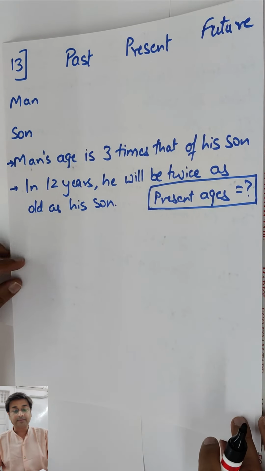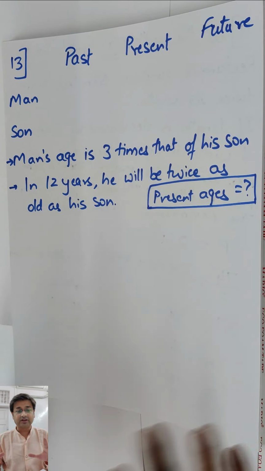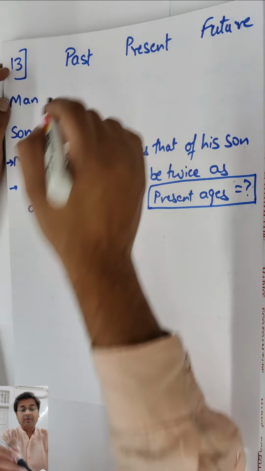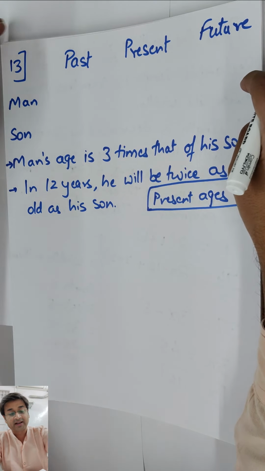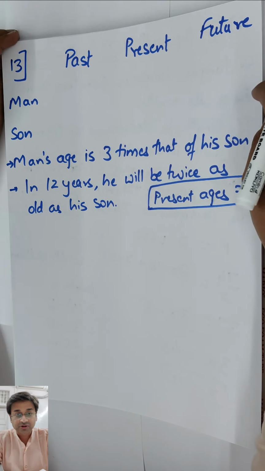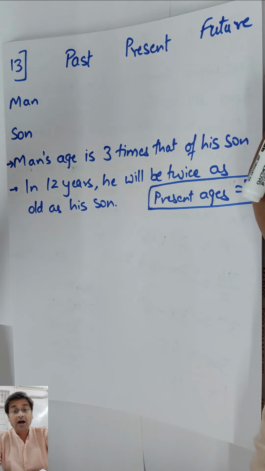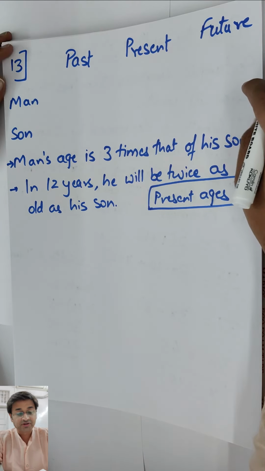Sum number 13. 13 is a very simple sum. You have to make a small chart. Past, present, future, man and son. Because there is a comparison between man and the son. Now just fill the chart on your own. Read the question carefully. I am 100% sure you will manage it.